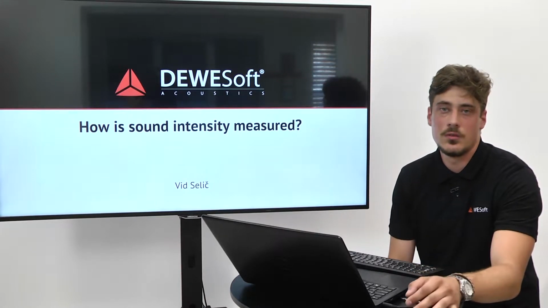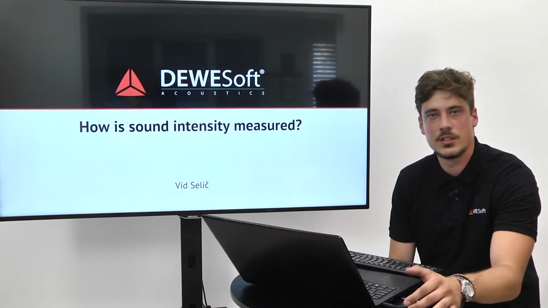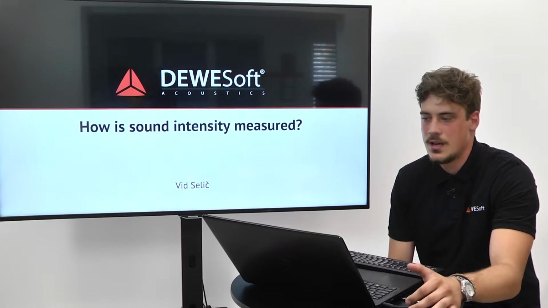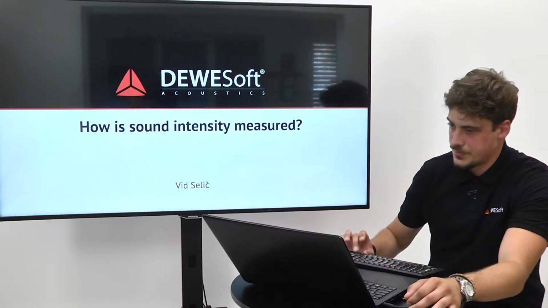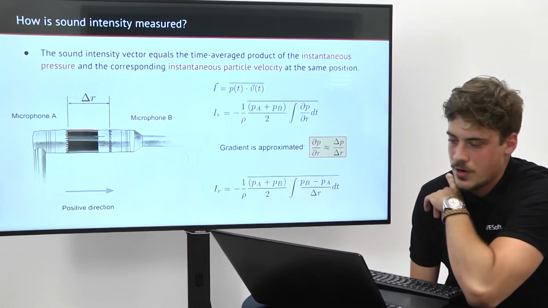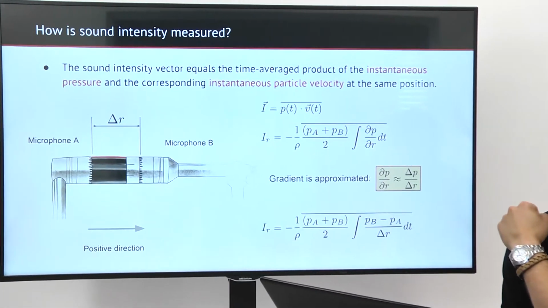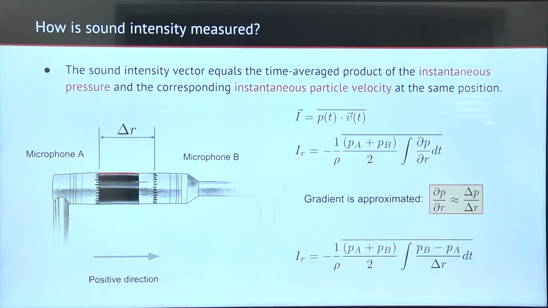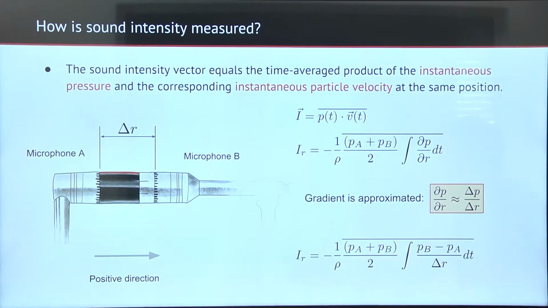In the previous video, we have established what kind of quantity sound intensity is. Let's now look at how it is measured. The sound intensity can be calculated as the product of the instantaneous pressure and instantaneous particle velocity. The sound pressure in a given point in space can be measured directly by using a measurement microphone.